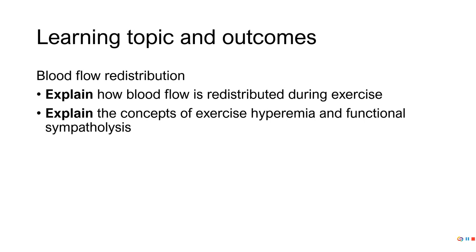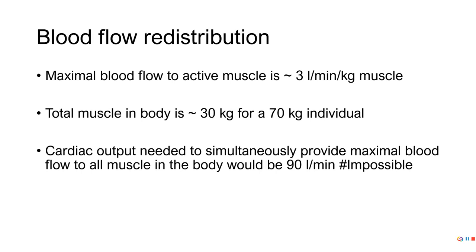Okay, now we can increase blood flow to our active muscle to be about 3 liters per minute per kilogram of muscle. A typical 70 kilogram individual, so someone that weighs about 160 pounds, would have 30 kilograms of muscle. So just to provide blood flow maximally to all muscles would require 90 liters a minute. Okay, 90 liters a minute.